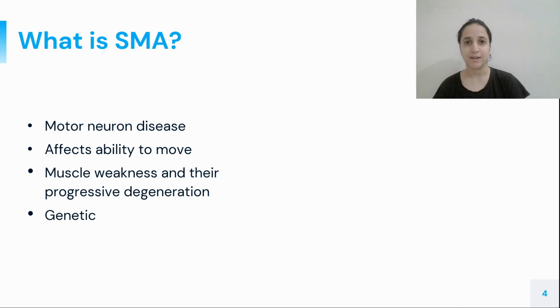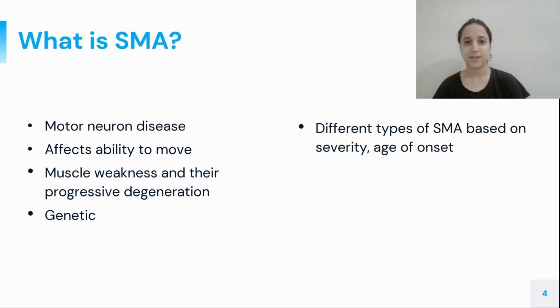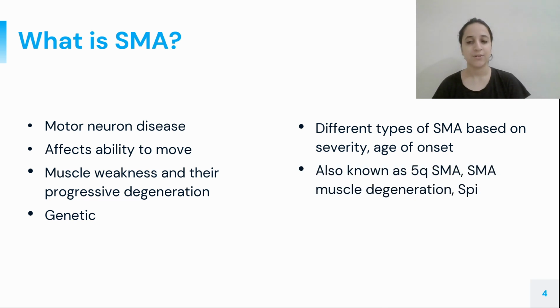It is genetic in nature, which means that it is something which you are born with. Although its age of onset could vary, if we are born with the gene, it is pretty much sure that you will be developing it sometime later in life. Based on the age of onset and its severity, it's divided into different types. SMA is also known as 5q SMA, muscle degeneration, and spinal amyotrophy.